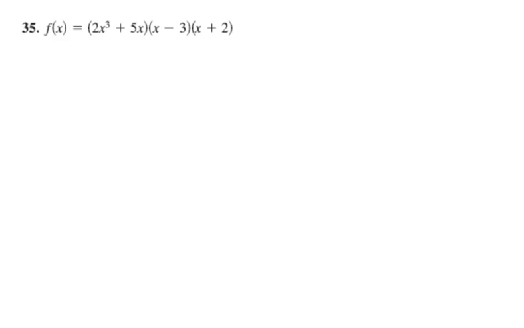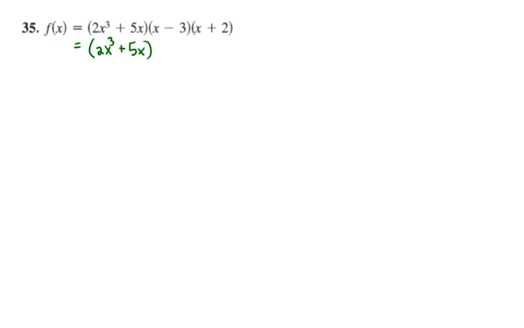In the last problem in this set, we have f of x is equal to the quantity 2x cubed plus 5x times the quantity x minus 3 times the quantity x plus 2. And once again, there are different ways that this can be done. You can multiply it out. I don't know that we can do a product rule with 3 products, and I'll illustrate that if we have the time, but I think that this would also be an easier one to multiply out.